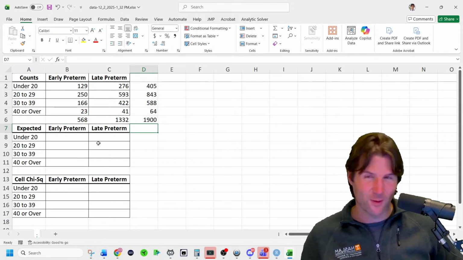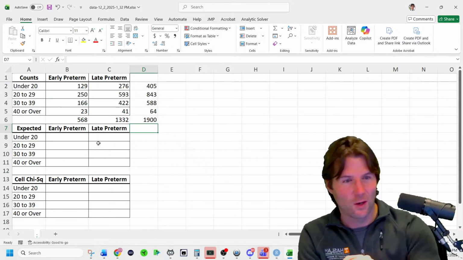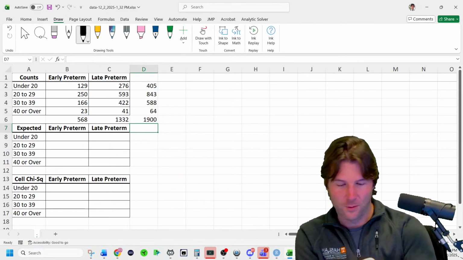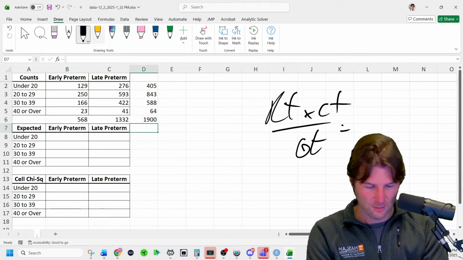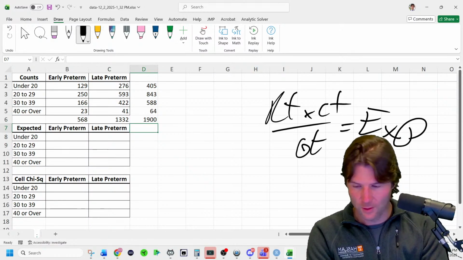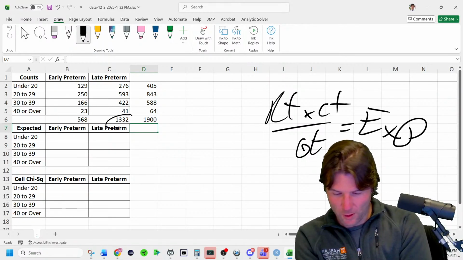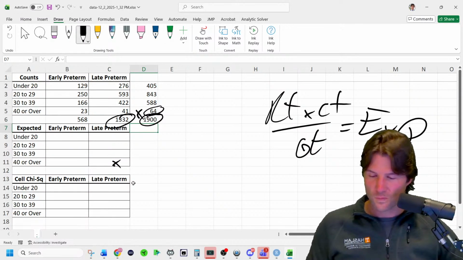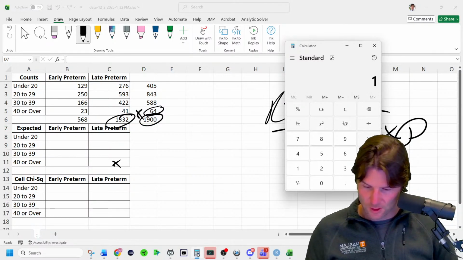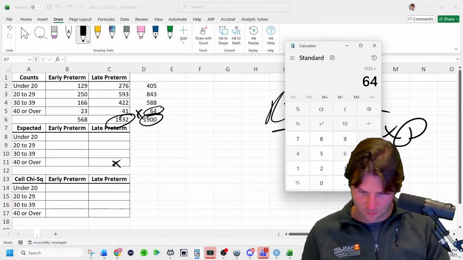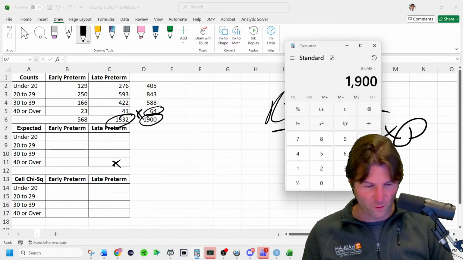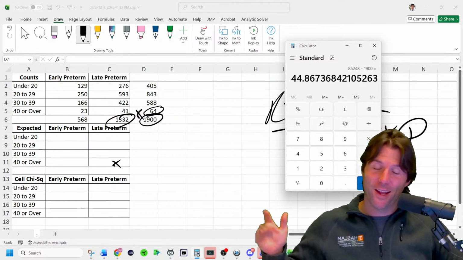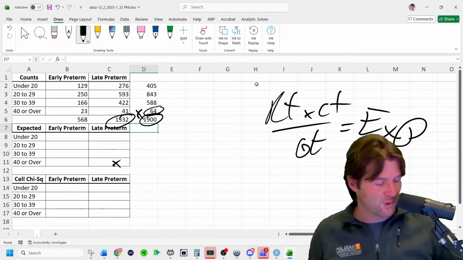Do remember, because I know we've already done this, the expecteds are the row total times column total over grand total. And you need to know how to do this on the test, that you can get an expected cell count. You can check some of your work. This expected cell count right here would be 13,332 times 64 divided by 1900. And it's going to be about 45. Sorry.